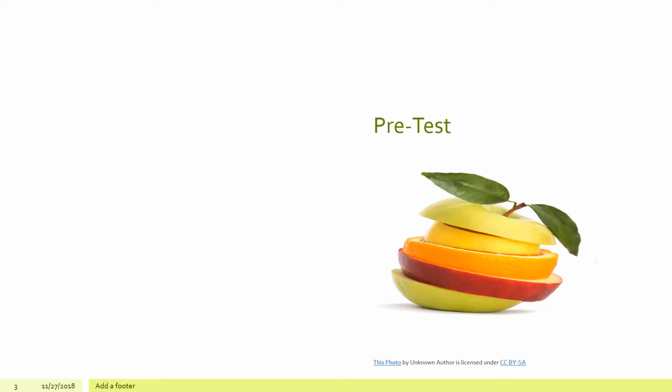So we're going to start with a pre-test. I'd like you to get out a piece of paper and number along the side as we go along and put your answers. And then on the other half of this piece of paper, draw a line right through it, and on the other half we'll do the post-test when we're done. Okay, ready? Here we go.